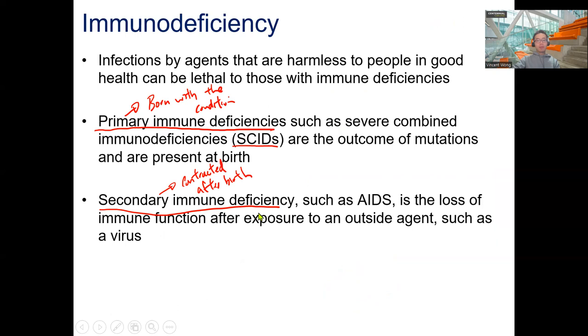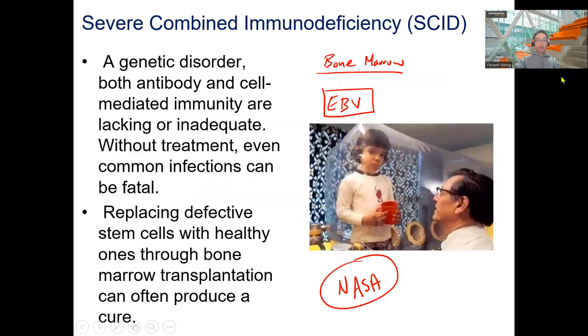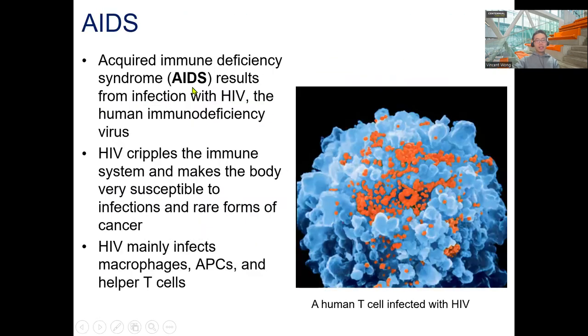So secondary immune deficiency is something that you contract later on in life, right? And one example of that would be AIDS, okay? Acquired immunodeficiency syndrome, caused by the HIV virus, right? Okay, so that's what this slide is.